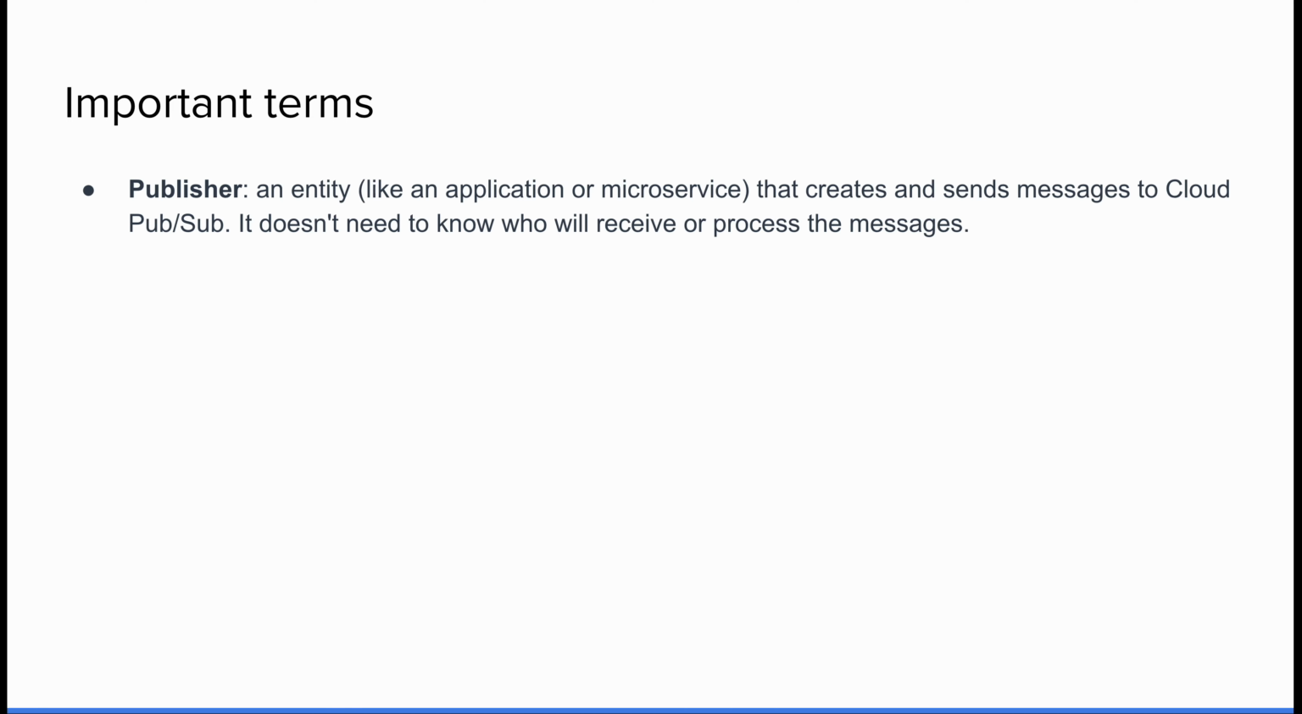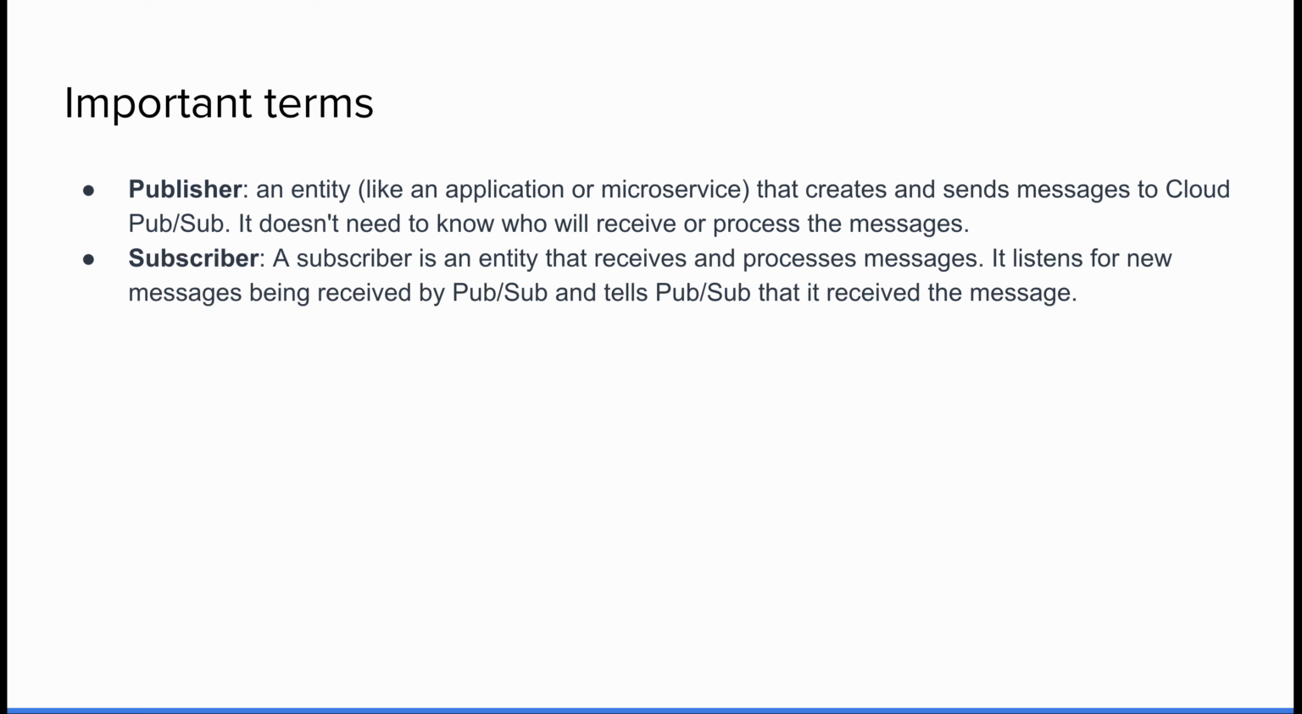All right, so now for some important terms to know about PubSub. A publisher is an entity, such as an application or a microservice, that creates and sends messages to PubSub. It doesn't need to know who will receive or process the messages. It can just send them to PubSub. A subscriber is the entity that receives and processes the messages. It listens for new messages being sent to PubSub, pulls those messages from PubSub, or has PubSub push those messages to it, and then it tells PubSub that it received the message.